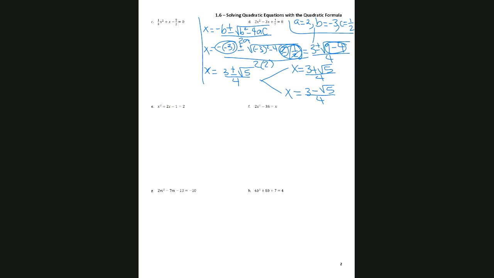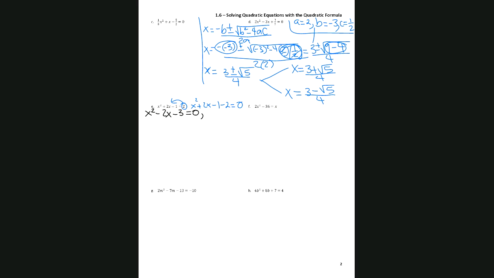Now I'm going to move on to example E. For that one, we can't just start writing down what A, B, and C will be because we do not have the equation equaling 0. So that will be our first task, to move that +2 to the left side so that it is with everything else. That will be x squared plus 2x minus 1, and then we will have -2 equals 0. Here we combine like terms, so our equation will be x squared minus 2x minus 3, and that is equal to 0.